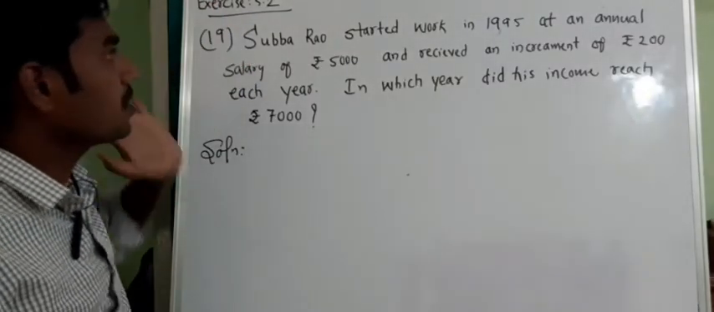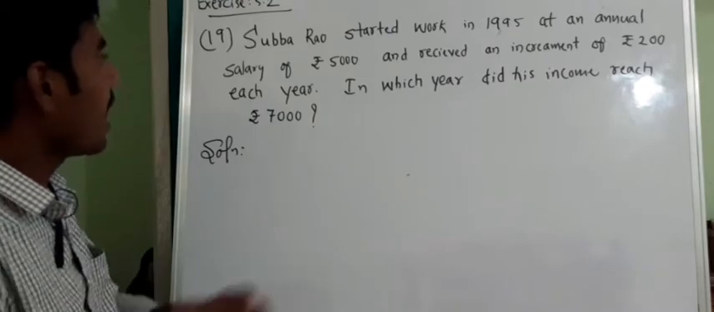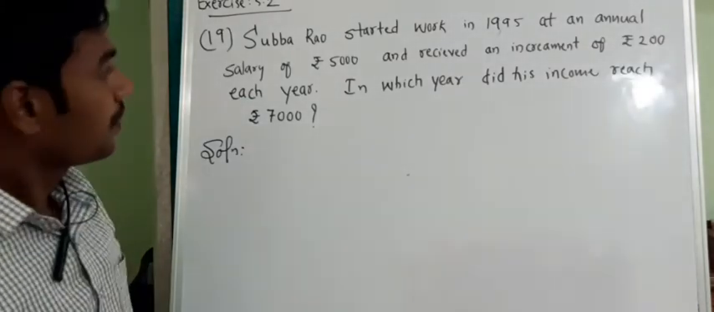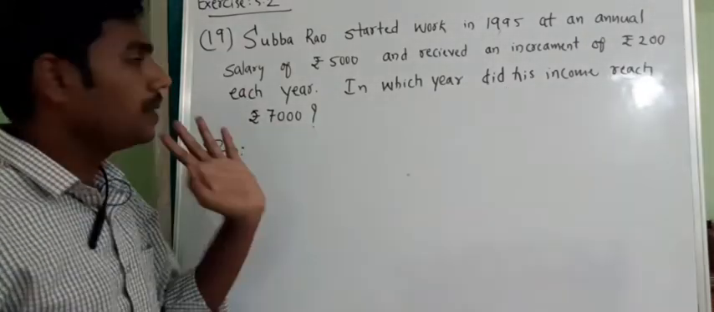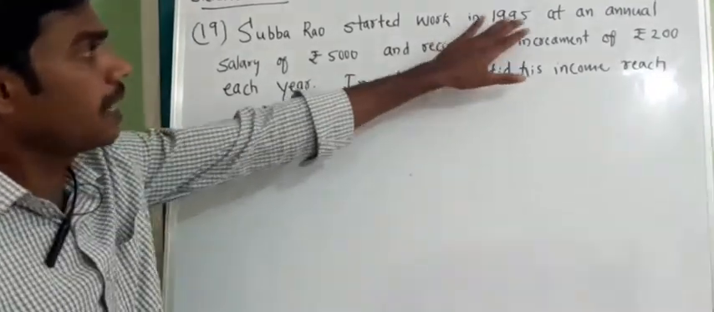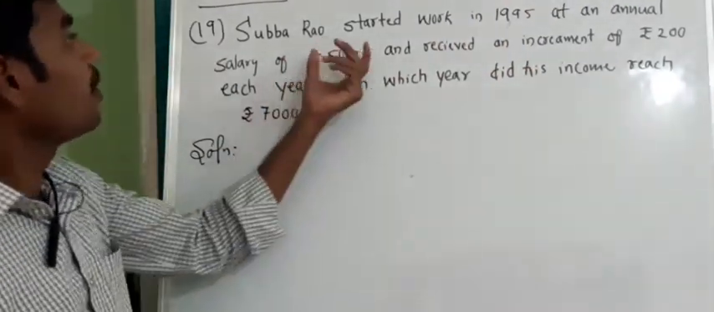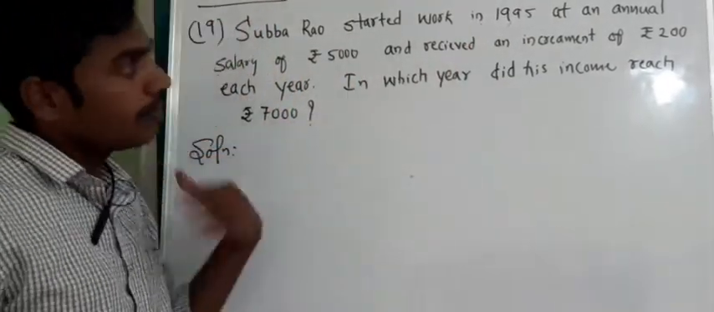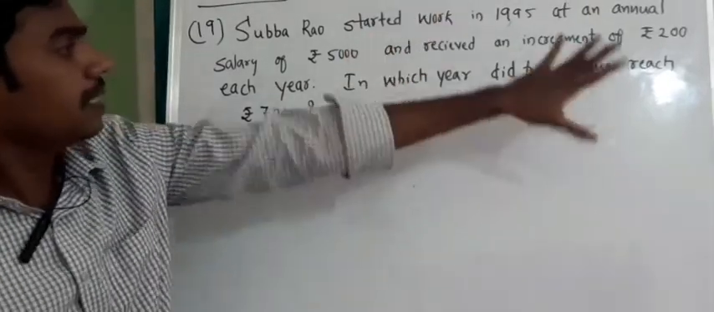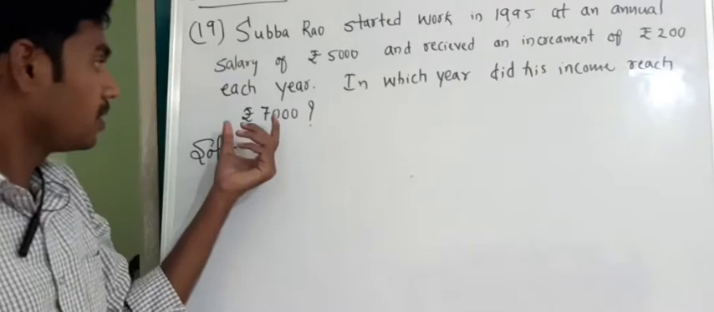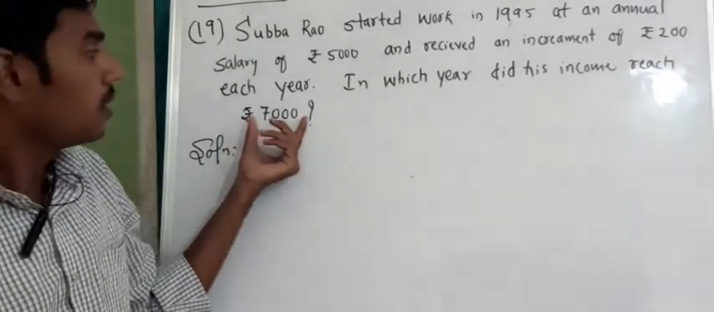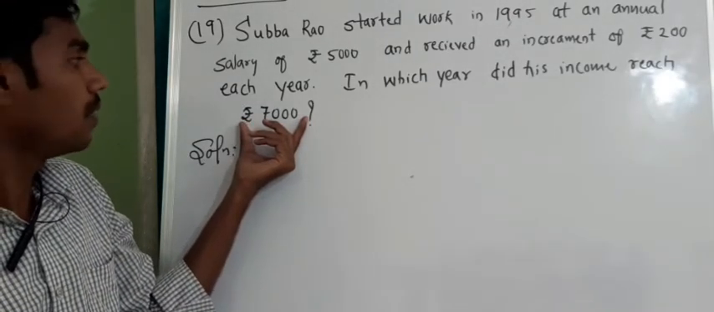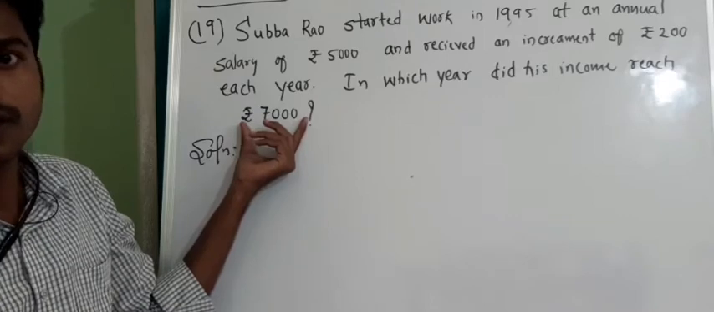Nineteenth question. Subbarao started work in 1995 at an annual salary of rupees 5,000 and received an increment of rupees 200 each year. In which year did his income reach rupees 7,000? See, Subbarao started in the year 1995 with an annual salary of 5,000 and the company is offering him an increment of rupees 200 every year. So for which term of the series will it be 7,000? That is your question.